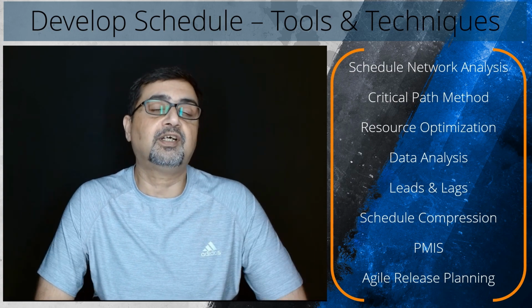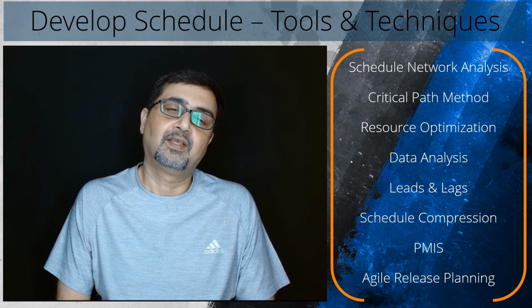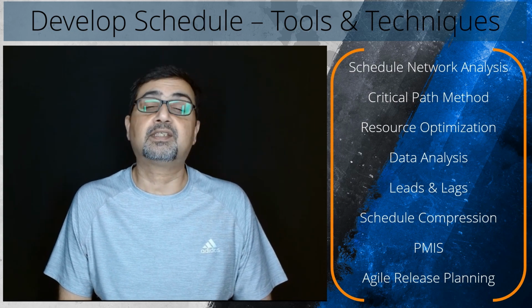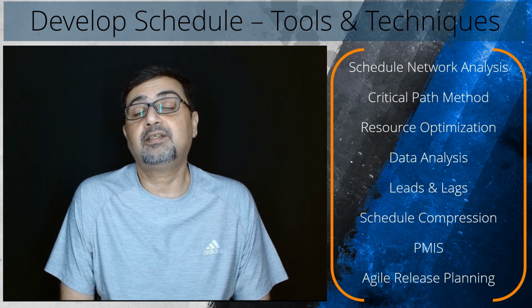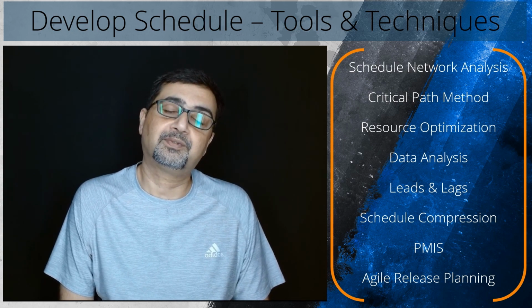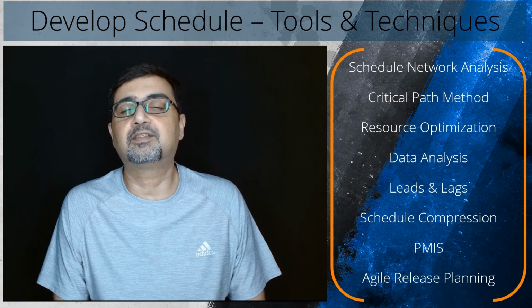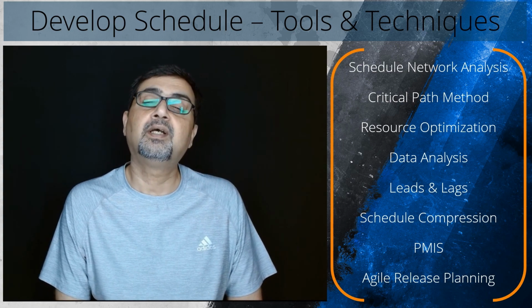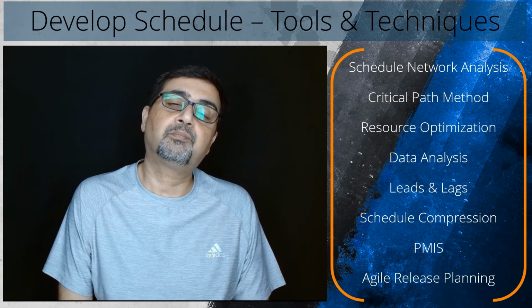Then we have the Agile release planning. Agile release planning provides a high-level summary timeline of the release schedule, typically 3 to 6 months, based on the product roadmap and the product vision for the product's evolution.